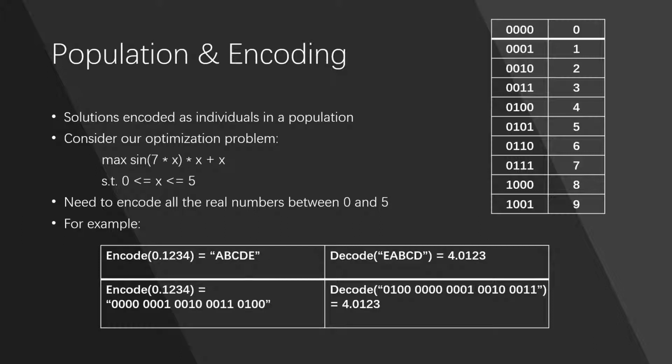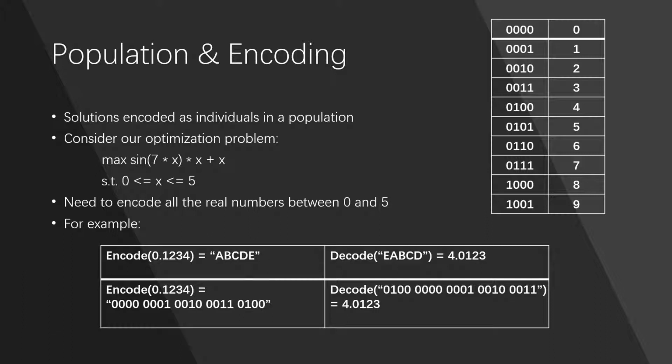The way to encode or decode varies a lot in different problems. For example, we can use, just as in the table, characters to encode real values. For example, we can encode 0.1234 to A, B, C, D, E, and in the same way, we can decode E, A, B, C, D to 4.0123.